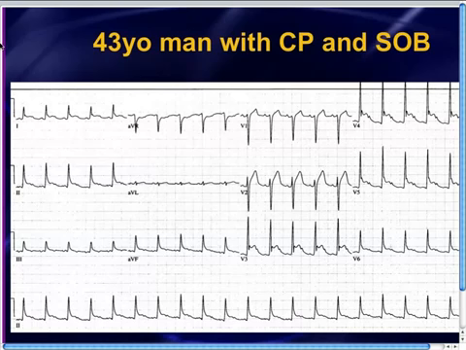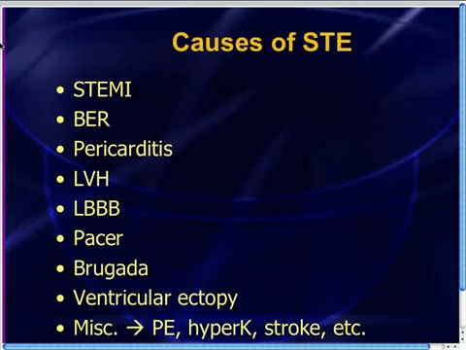There's no ST elevation in V1 or V2. There's not that incomplete right bundle pattern with the ST elevation. That's a bad drawing, but in V1 and V2, that's what you'd, let me try that again. RSR, that's a little bit better, but that's what you'd expect to see with Brugada, so we can probably get that off the list as well. Let's go back to our list. Okay, we can get rid of left bundle, pacer, Brugada, ventricular ectopy.